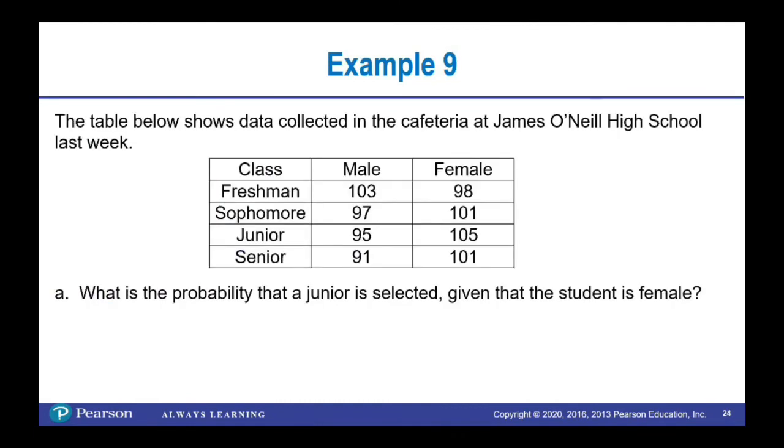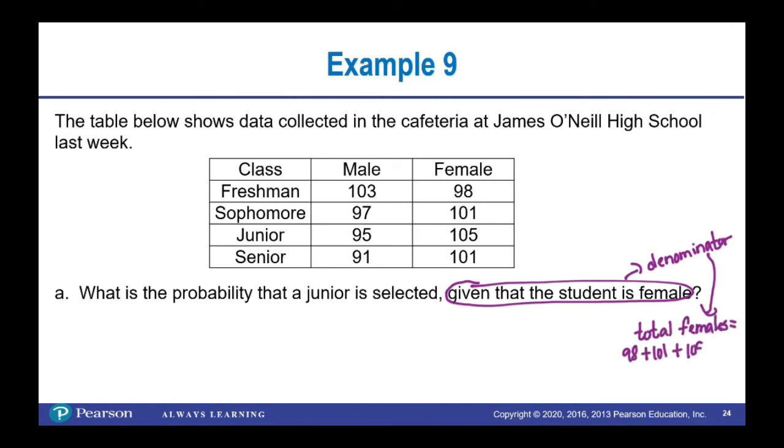Let's look at another. We have a table that shows some data collected at a high school. We want to know in part A, what is the probability that a junior is selected given that the student is female? So the given is going to tell us how many we have in our denominator. So I'll look at how many total females. We add 98 plus 101 plus 105 plus 101, which gives us a total of 405 in the denominator.